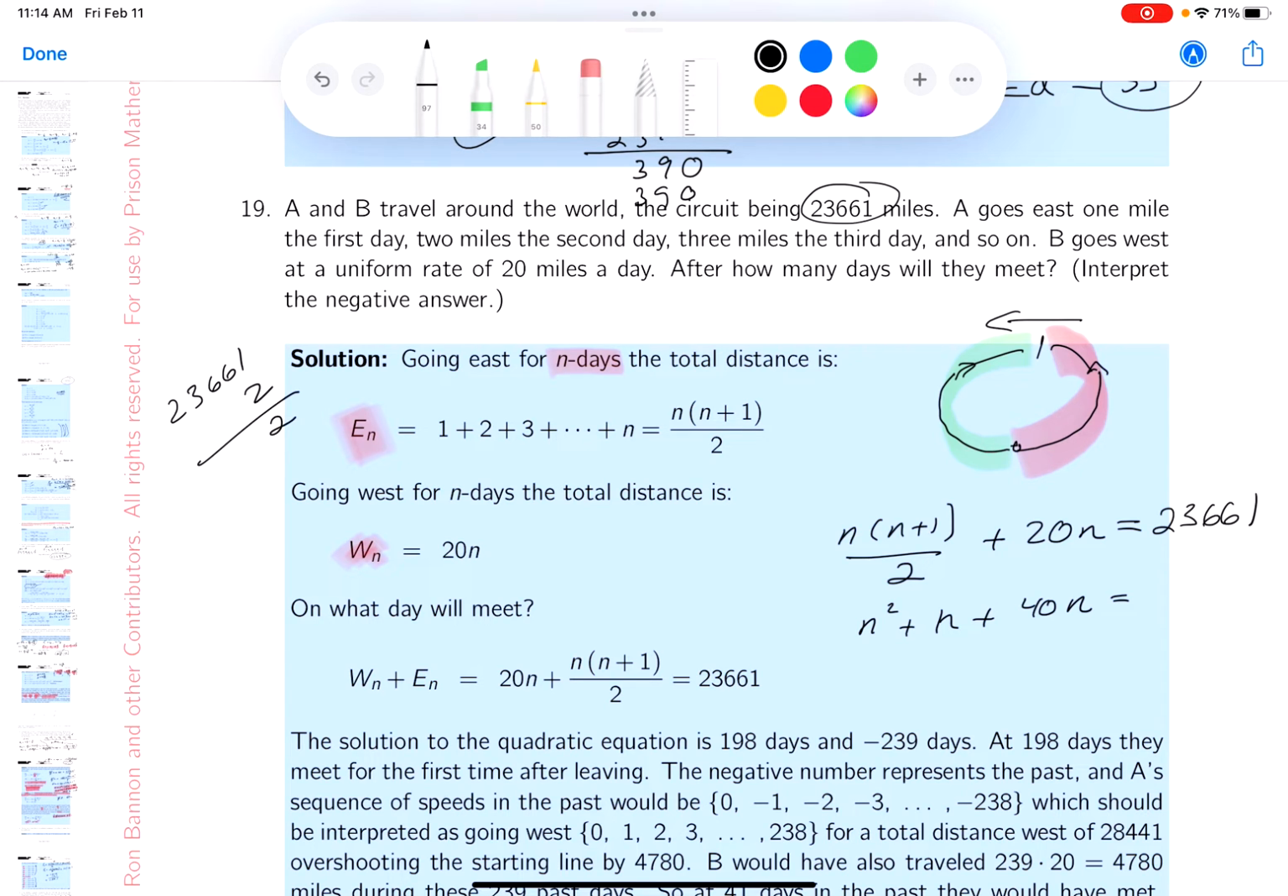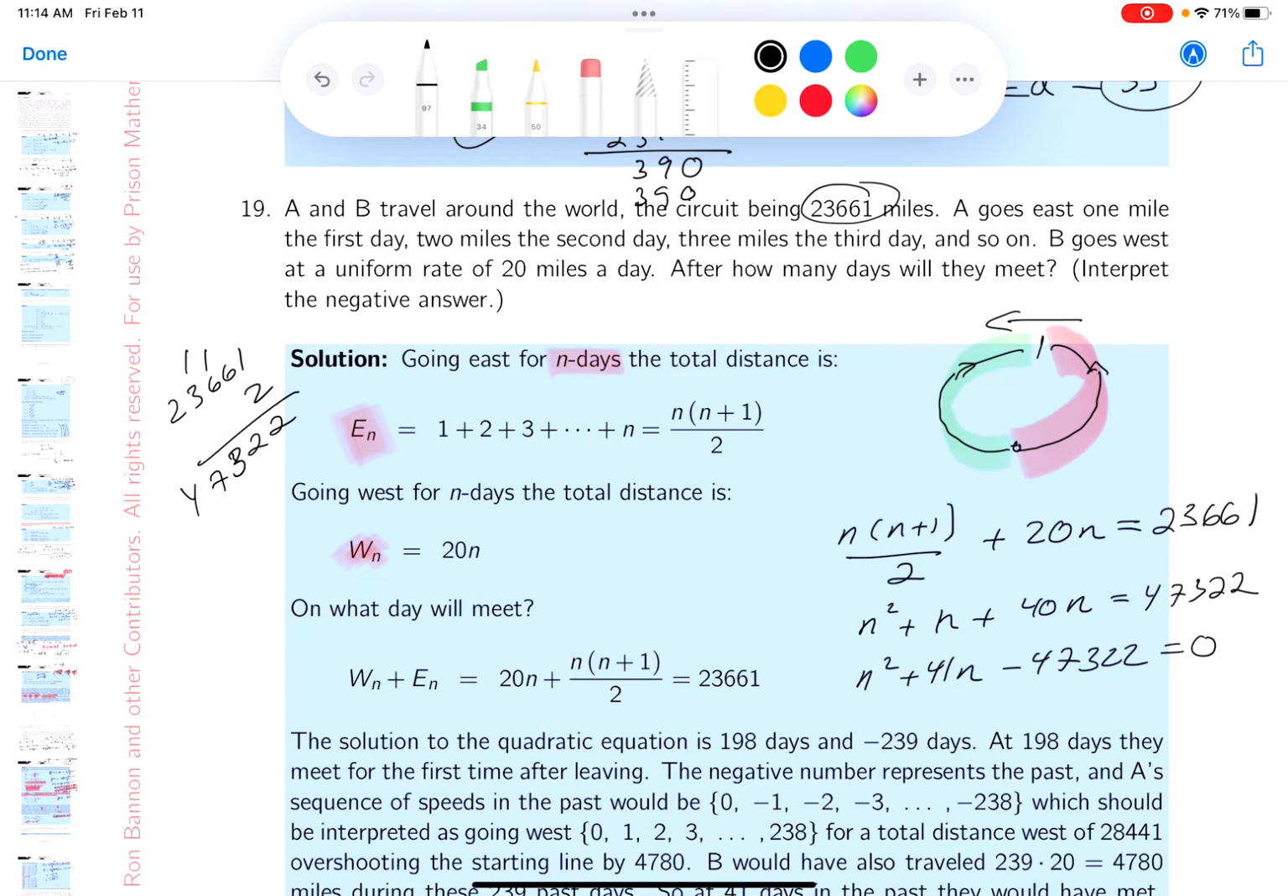That's 2. 6 times 2 is 12, 6 times 2 is 12, 13. 6, 7, 4. So again, it's a nasty looking number. 4, 7, 3, 2, 2. And then, if I did that, that would be n squared plus 41n minus 473,2 22 equals 0.